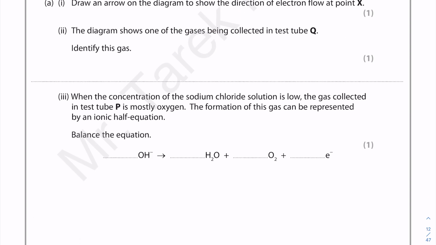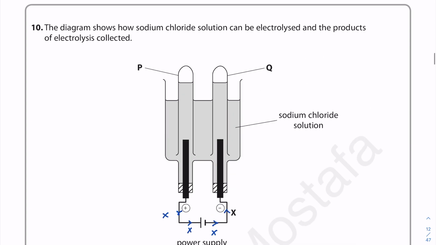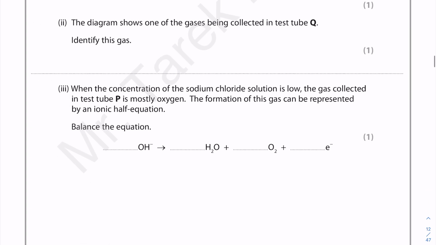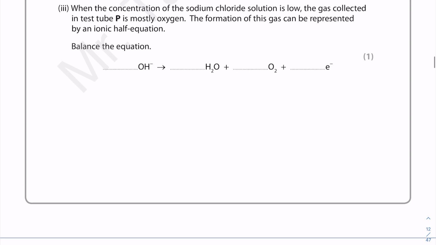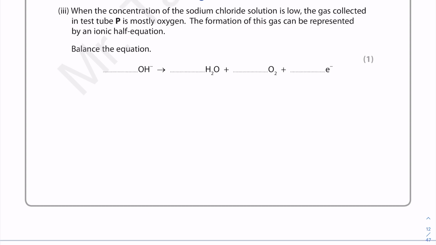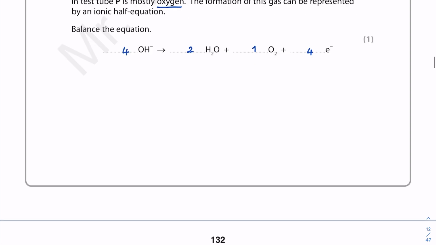The diagram shows one of the gases being collected in test tube Q. Identify the gas. Q must be hydrogen gas, since no non-metal comes out at the cathode except hydrogen. When the concentration of sodium chloride solution is low, the gas collected in test tube P is mostly oxygen. The formation of this gas can be represented by an ionic half equation. We all know that 4 hydroxide ions give 2 water, 1 mole of oxygen and 4 moles of electrons.